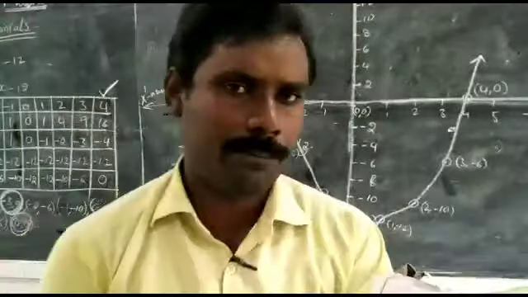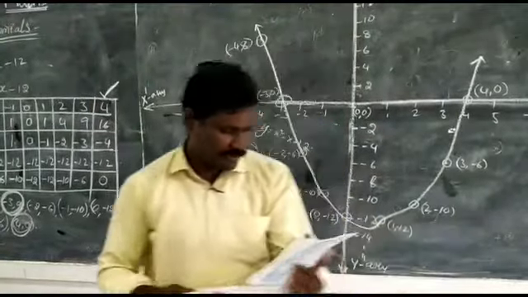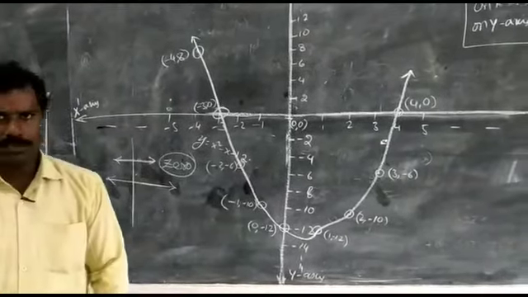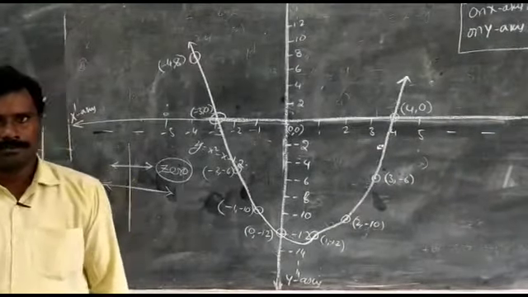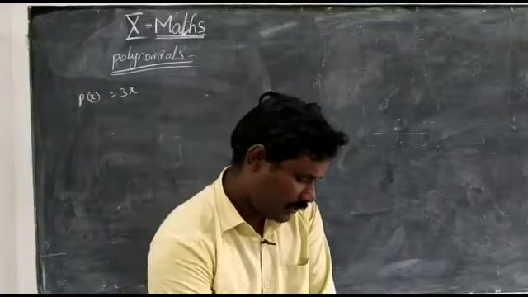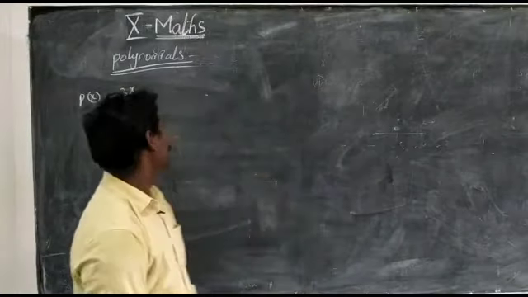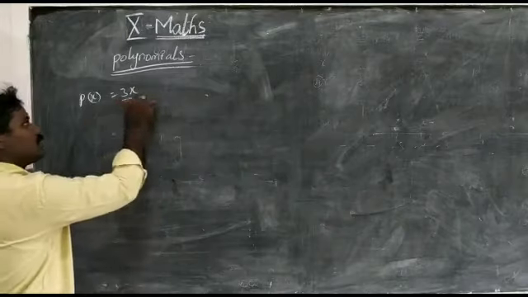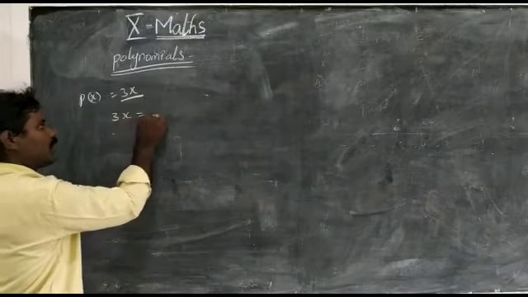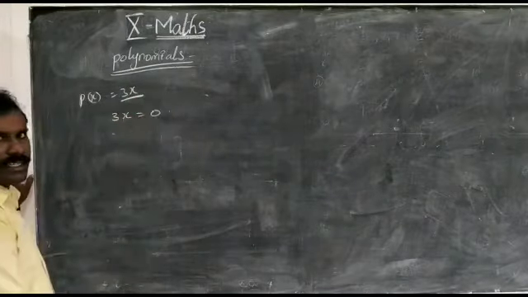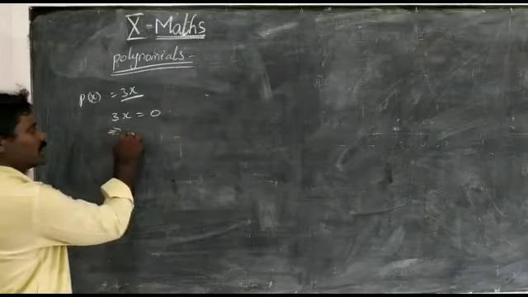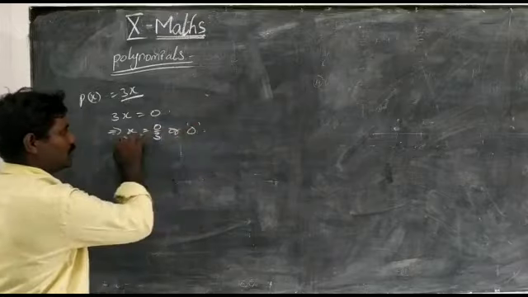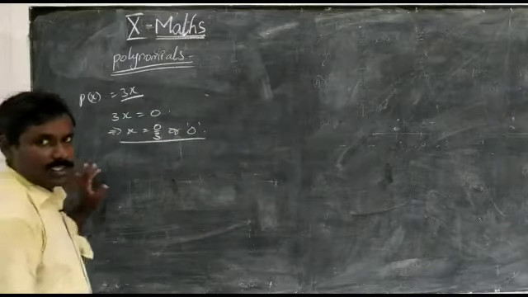Like this we have to complete. And second Roman, find the zeros of the given polynomial. Now we can go to the second one. See the second Roman, find the zeros of the polynomial p of x is equal to 3x. How to find? If you want the zeros of this polynomial, the polynomial is equal to 0. That means 3x is equal to 0. Now x is equal to 0 by 3 or 0. Now the value of x is 0.